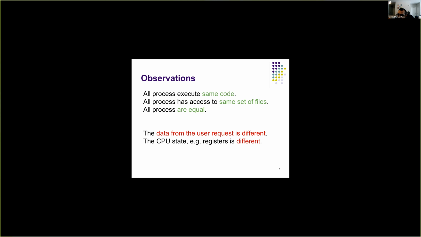The only thing these processes differ in is the data that they need to process. The data from the user request is different for each process. And also, of course, the CPU state will be different, because each process will be executing a request for a different user. Apart from these two entities, all the other things are exactly the same.